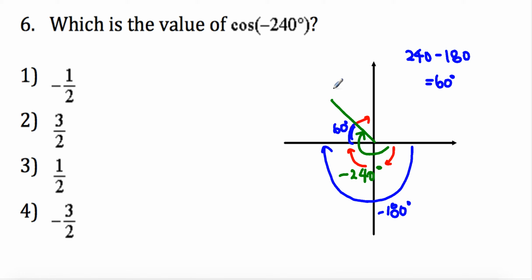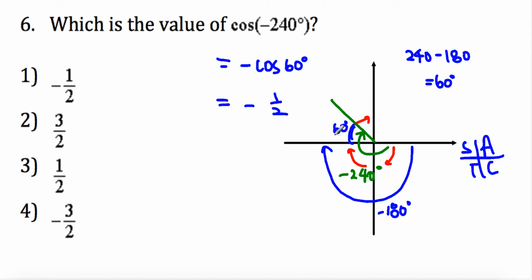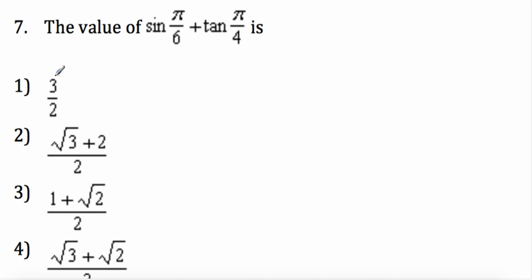But since this is in the second quadrant, only sine is positive. You can know that by all students taking calculus, right? That acronym will let us know. So then what we end up getting is this value is equal to negative cosine, because cosine in the second quadrant is negative, and the reference angle was 60. So we end up getting negative, what is cosine of 60? That's equal to 1/2. So negative 1/2 is our answer. Choice 1 would be the answer then. Number 7.